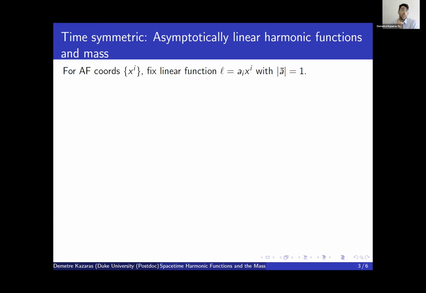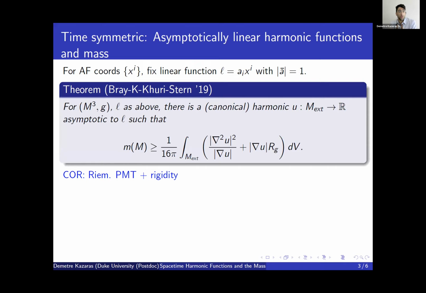Okay, here is the basic formula or inequality. This version was with Bray, Khuri, and Stern almost 2 years ago. There is a canonically defined harmonic function, which I'll consider on the region exterior to all minimal surfaces. I call that M_X. That's a well-defined, also asymptotically flat manifold, locally isometric to the original. Anyways, on this exterior region, there is a canonical harmonic function, which is asymptotic to L, the linear function you fix at infinity. And for that function, the following holds.